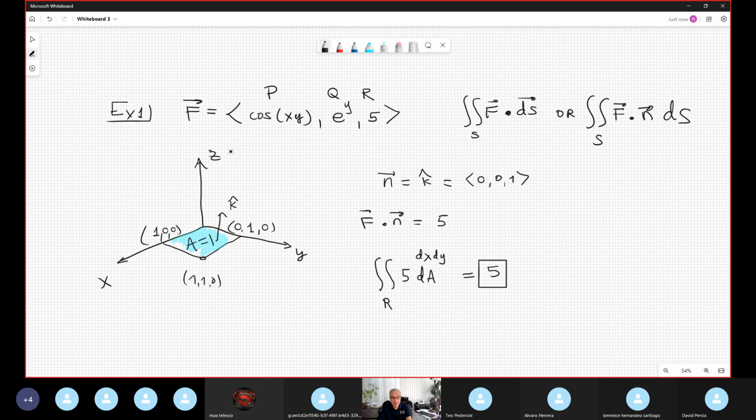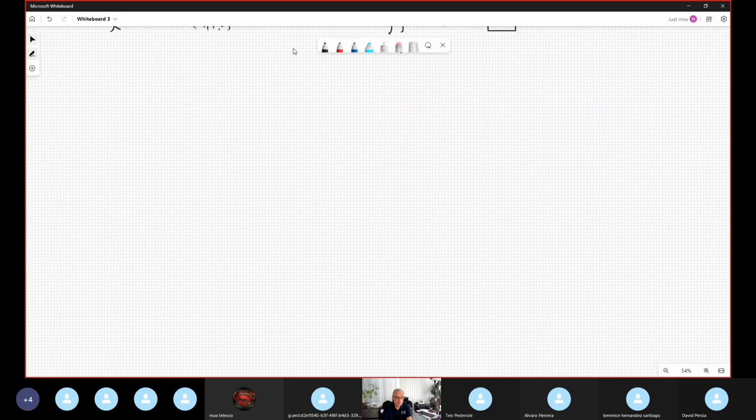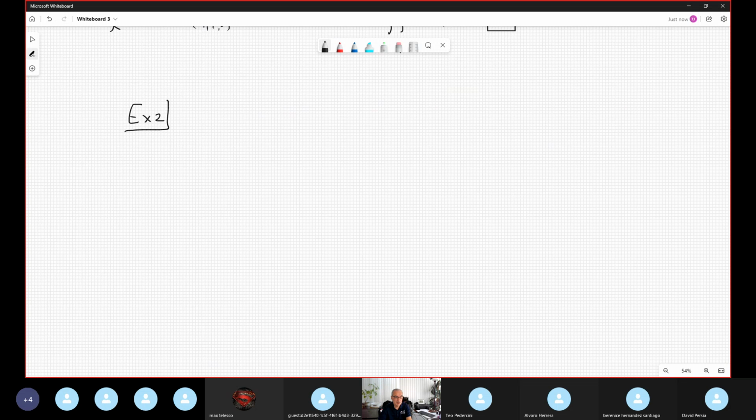So let's do it. This is super easy, no formulas are necessary to compute this problem. I have another one, a little bit more interesting. Example 2, in which you have a vector field again.